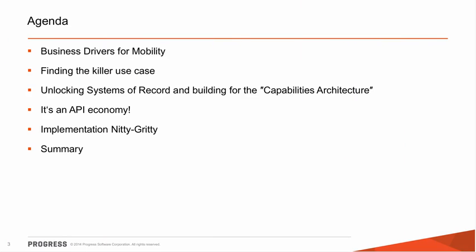So let's take a quick look at our agenda. First of all, we'll take a quick look at some of the business drivers for mobility, and then we'll discuss the importance of finding the right use cases for mobility. Then we'll jump into ways to unlock existing capabilities and assets in existing systems of record. We'll then dive deeper into API patterns and look at an implementation with Rollbase. Finally, we'll summarize our findings and provide some recommendations.